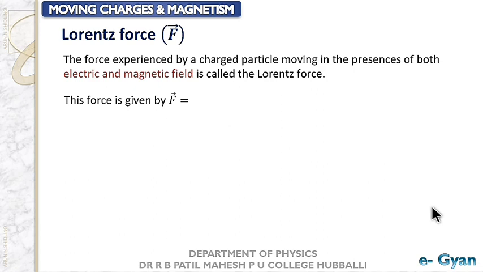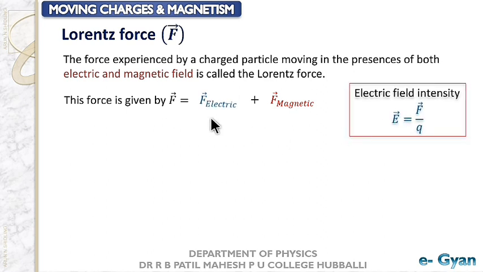F is equal to force because of electric field plus force because of magnetic field. It is the vector sum of force exerted by both fields. Now here, to get the value of electric force, I'll use this formula, E is equal to F by Q, that is the electric field intensity formula, which you have studied in your previous chapters. So by this I can write F should be equal to QE, right?